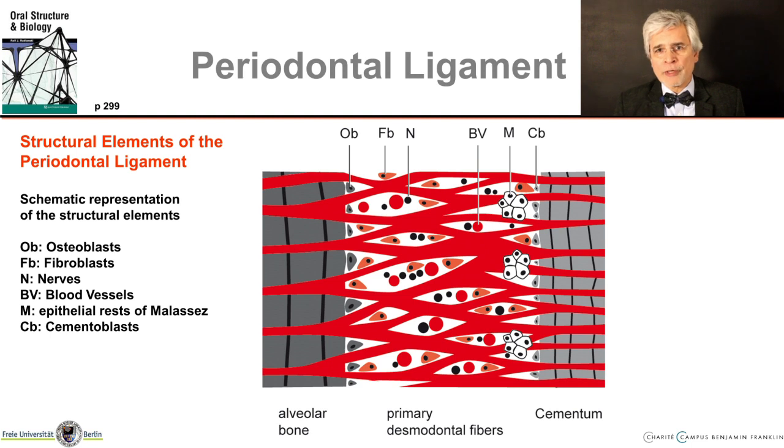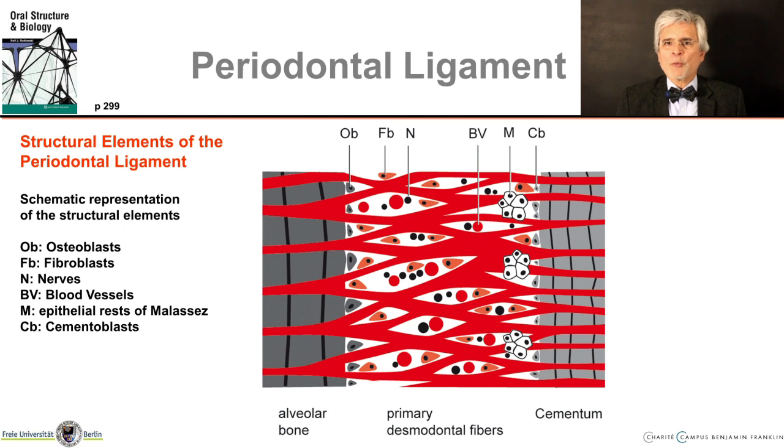Osteoblasts are located on the bony surface. They are labeled with OB. And of course, there are also osteoclasts and lining cells on the bone surface, but I have not included them here because it would be too confusing in this scheme. You know that anyway, and we will address them in the lecture on bone.